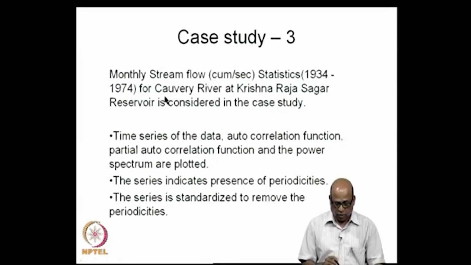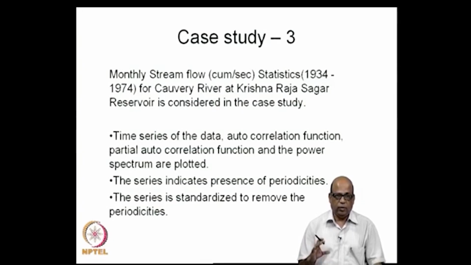So, we will take the monthly stream flow data for Kaveri river at Krishnaraj Sagar in Mysore. This is monthly stream flow data, in cubic meters per second. The data is available for 1934 to 1974. We will plot the time series, the autocorrelation function, the partial autocorrelation function and the power spectrum.